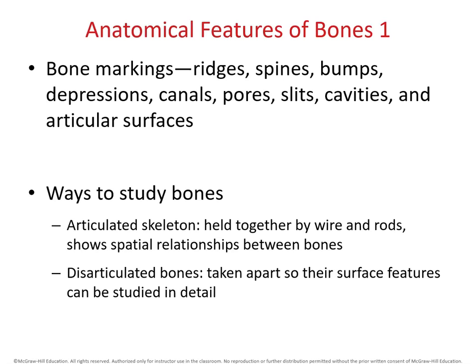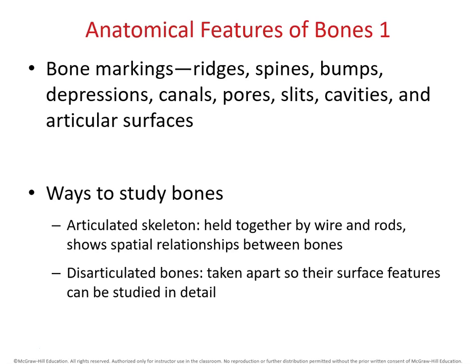Bones are complex three-dimensional structures. They have different ridges, spines, bumps, little canals or holes, pores, surfaces where bones move together, articular surfaces. And these different markings are important for us to know and understand, so that way we can talk about specific areas of bones.